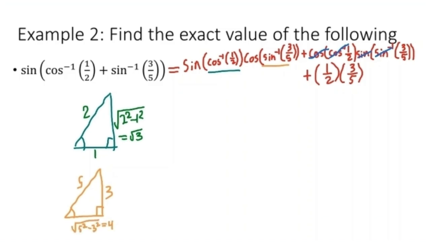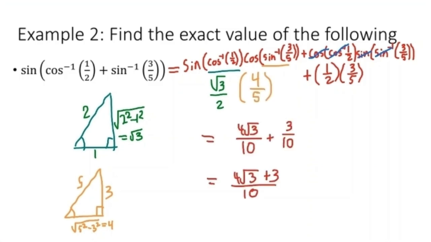Now we can evaluate the sine of cosine inverse of 1/2 using the green triangle. Sine is opposite, which is root 3, over hypotenuse, which is 2, which is the value we would expect from the unit circle. The cosine of sine inverse of 3 over 5 would be adjacent 4 over hypotenuse 5. Now we can follow order of operations and simplify, and we get that our final answer is 4 root 3 plus 3 all over 10.